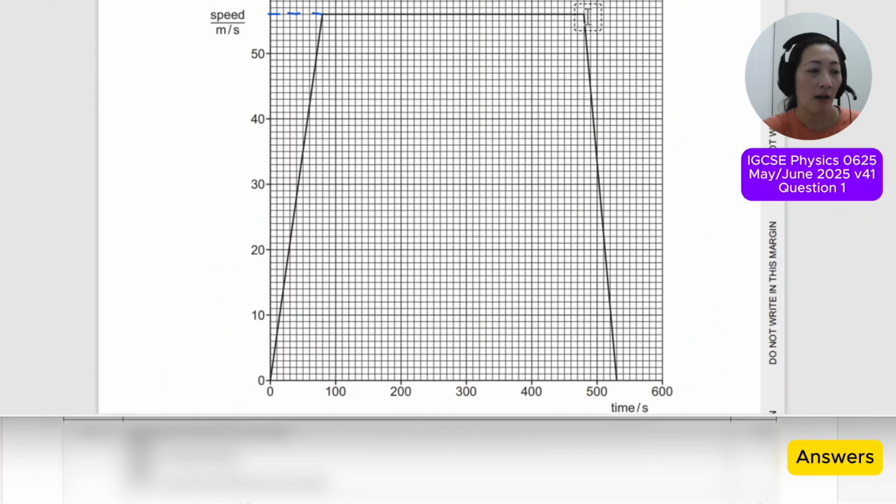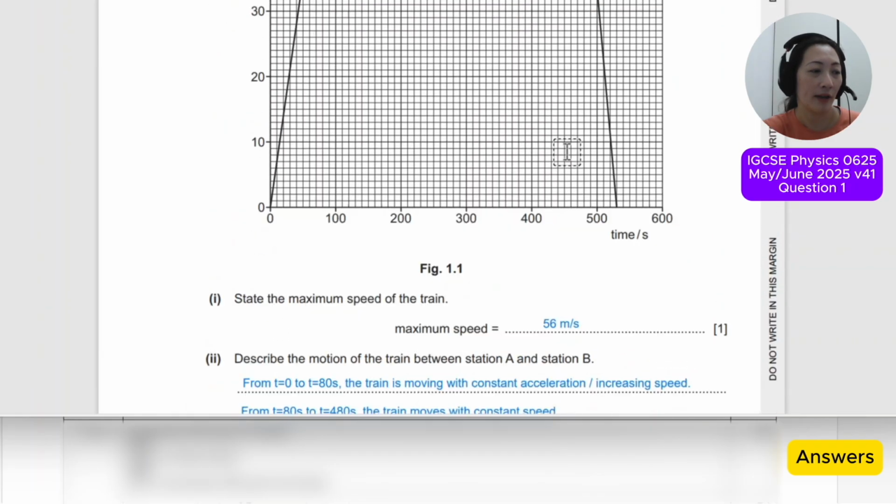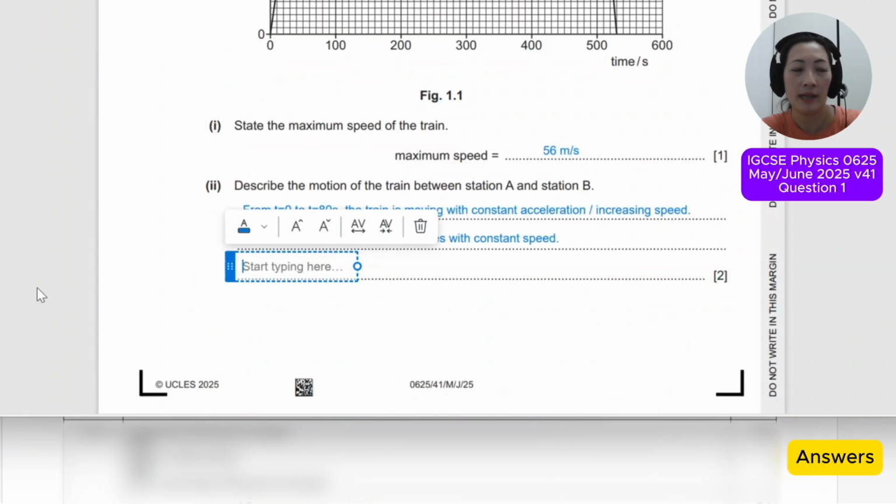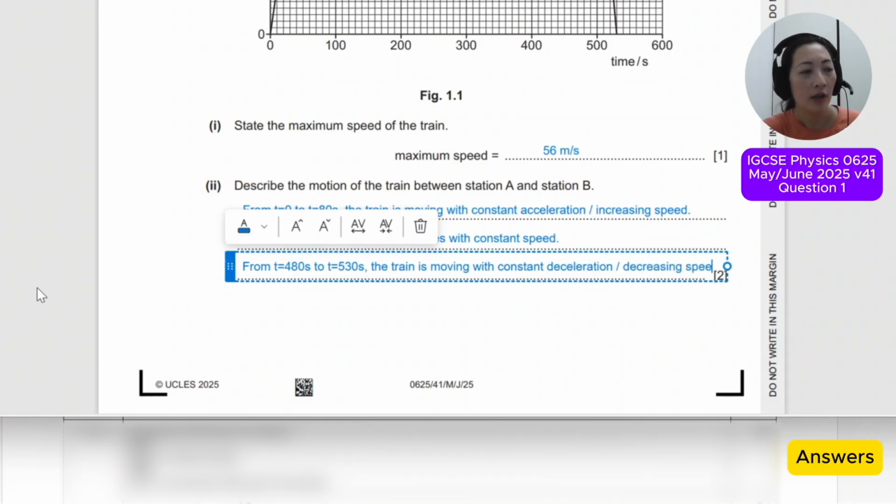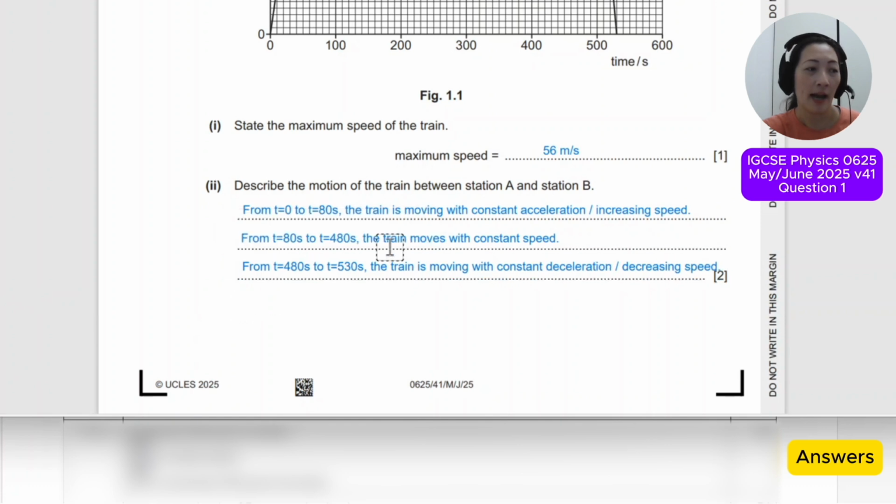And finally, after that, all the way to 530 seconds, the train is decreasing speed at a constant rate, which means it's undergoing constant deceleration. So from t equals 480 seconds to t equals 530 seconds, the train is moving with constant deceleration, or you can say with decreasing speed. Notice how in each of these statements, I mentioned the time, as well as whether it's acceleration or speed, and its descriptor: constant, increasing, decreasing, or 0.